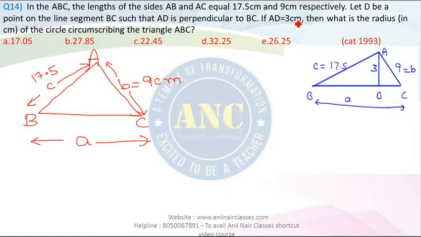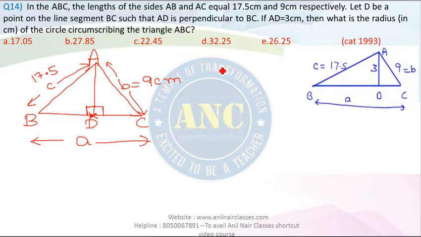Now read the next statement. Let D be a point on the line segment BC. They are saying that there is a point called D on this line BC such that AD is perpendicular to BC. The point is in such a way that this AD is perpendicular to BC. That means because it is perpendicular, this will be 90 degrees, and this also will be 90 degrees.